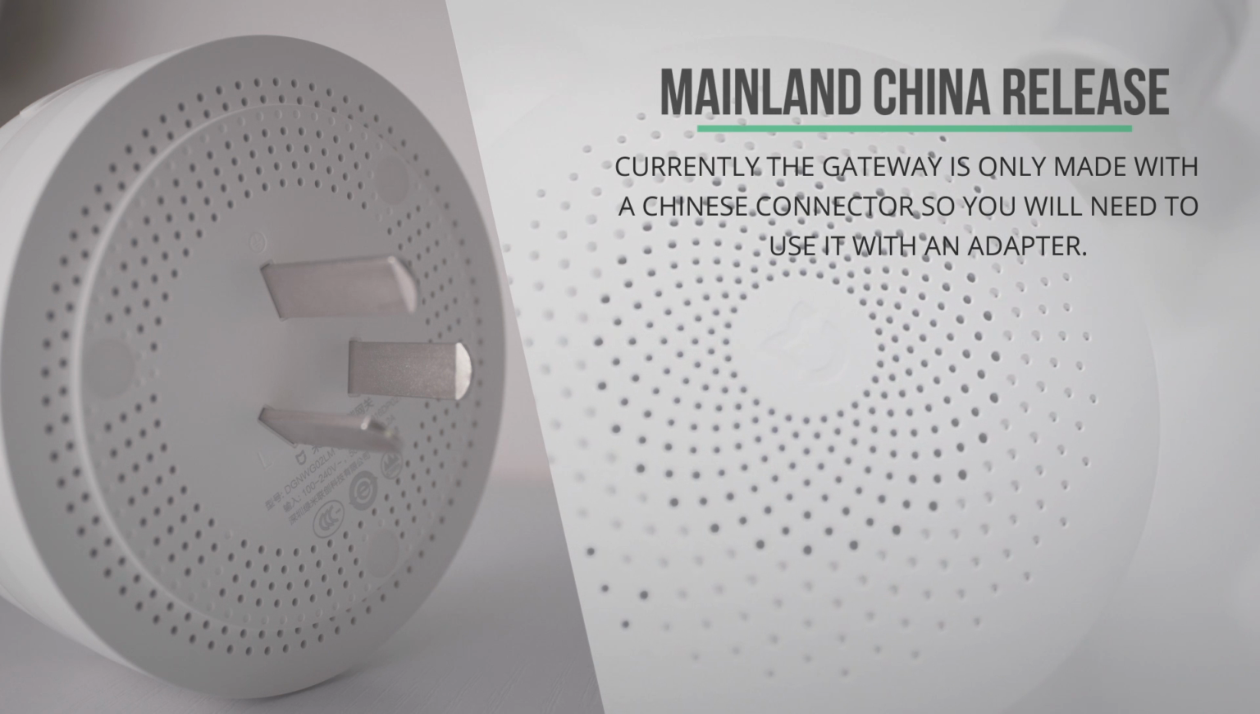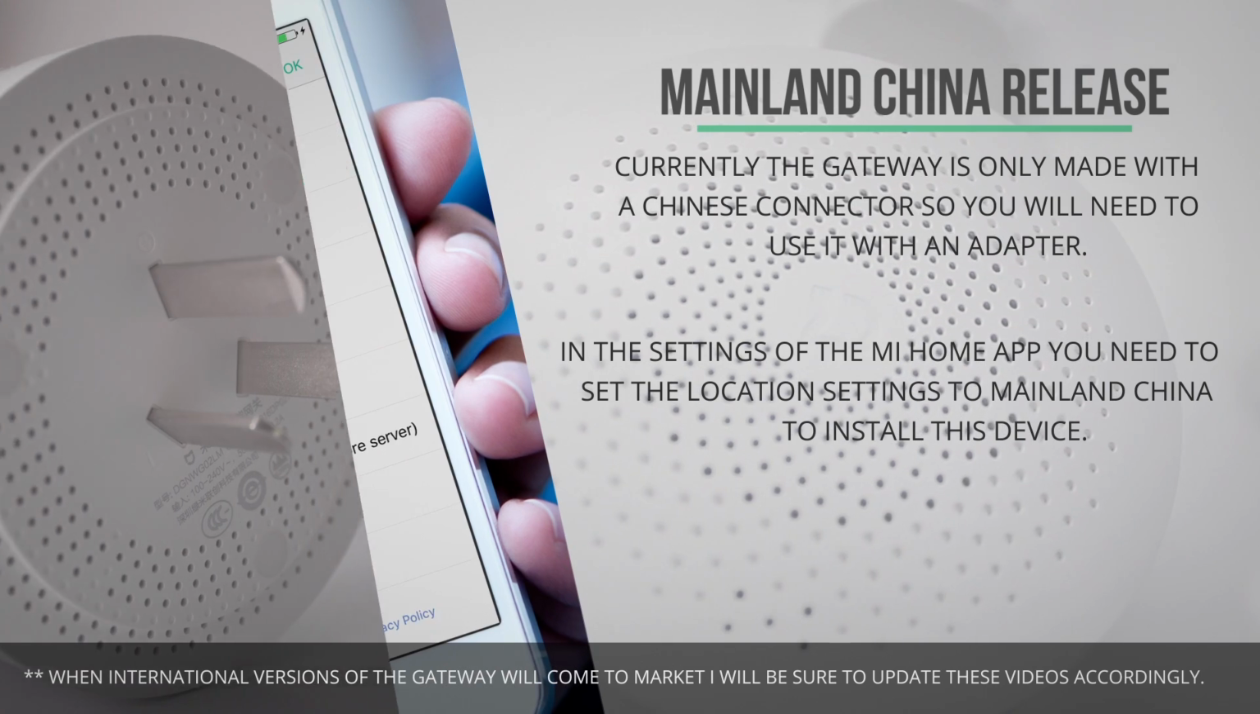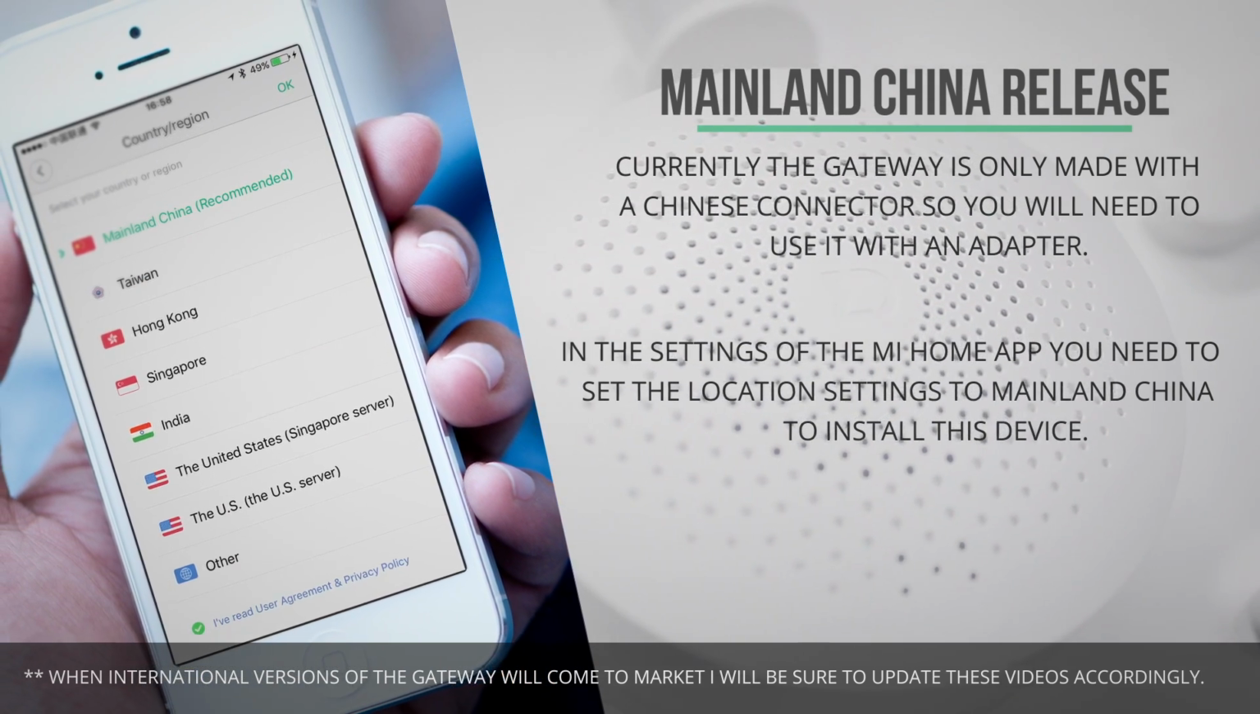Currently, this gateway is technically only supported in China, so you'll probably need to use it with an adapter, and you'll need to set the Mi Home app's location to mainland China in order to install it.